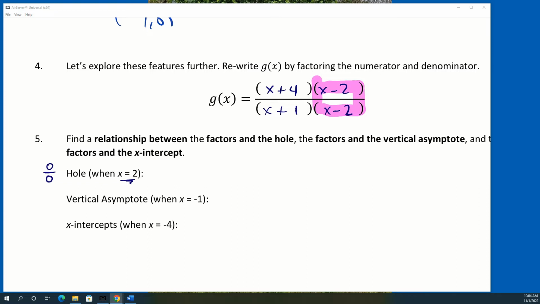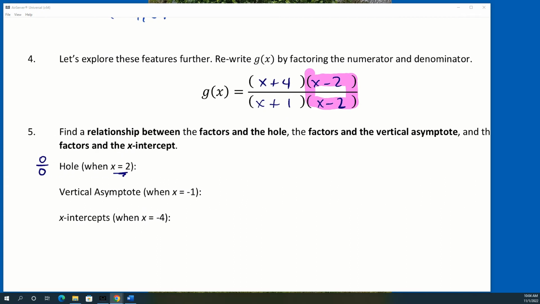But what we do with a hole most of the time is just identify it. And so what is significant about those two factors in the numerator and denominator? Now, I'm going to write it one way. You don't have to change it. If what you wrote makes sense to you, don't rewrite it. So I would say that they are common factors in the numerator and denominator.